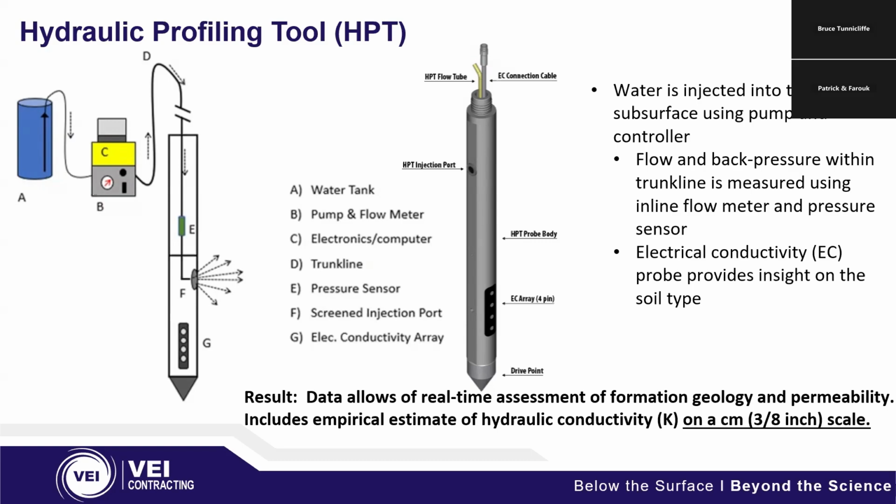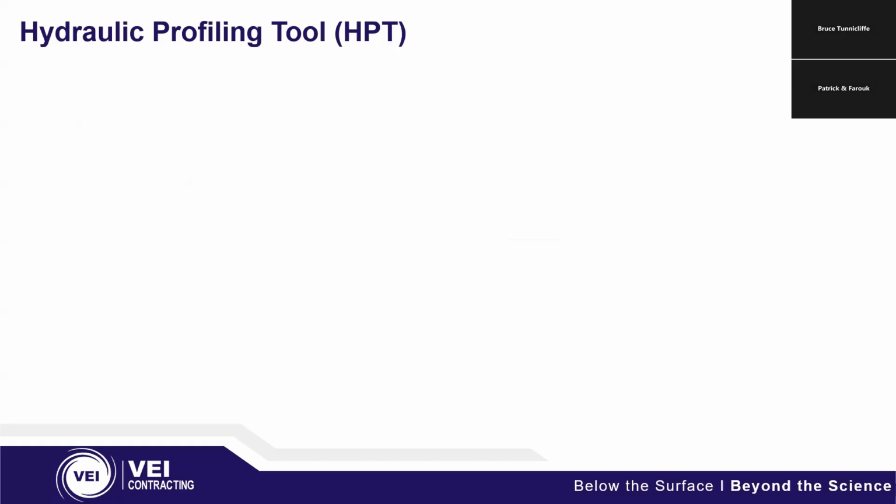We get this information and the technicians can see it in real time. They can take a picture and email it to the project manager saying, this is what's happening right now. This is the data we're gathering right now. And then on the back end of that, the software will estimate your hydraulic conductivity for your saturated zone using an empirical formula, and we'll go through a little bit of that later.